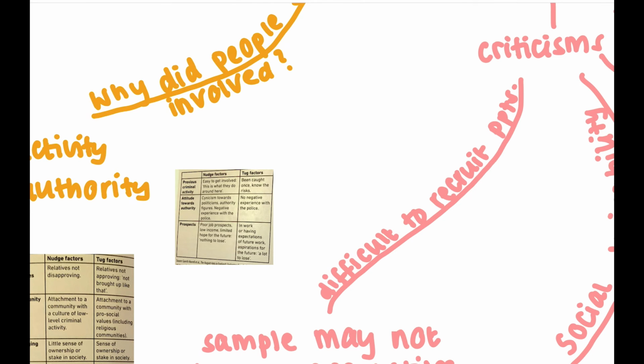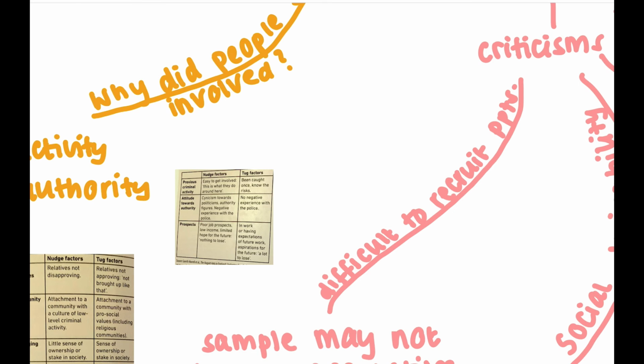So the nudge factor here was that it's easy to get involved. This is what happens around here. As I said, there have been many other riots before in Tottenham. So it's easy to get involved when you're used to it happening. The tug factor might have been, though, that they've been caught once before, they knew what the risks were, they don't want to have that again.